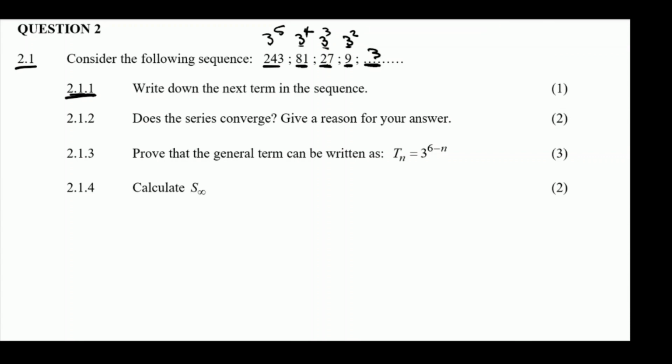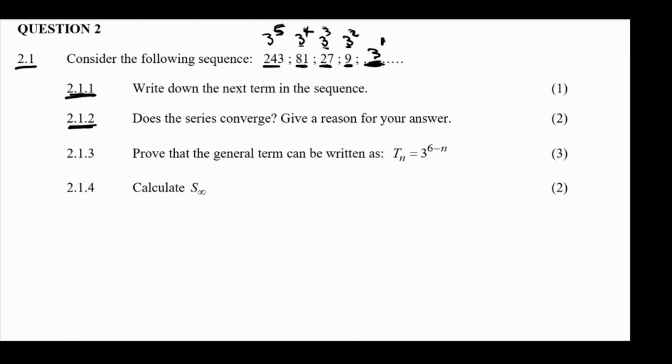Maybe you just need to note the power. If you check, it's to the power of 5 here, to the power of 4 here, to the power of 3, to the power of 2. Definitely, it has to be to the power of 1. So this is our next term for 2.1.1. It is 3 to the power of 1, right?